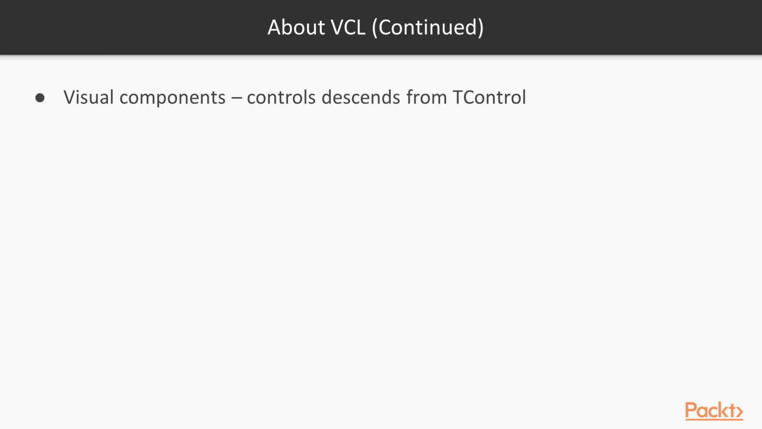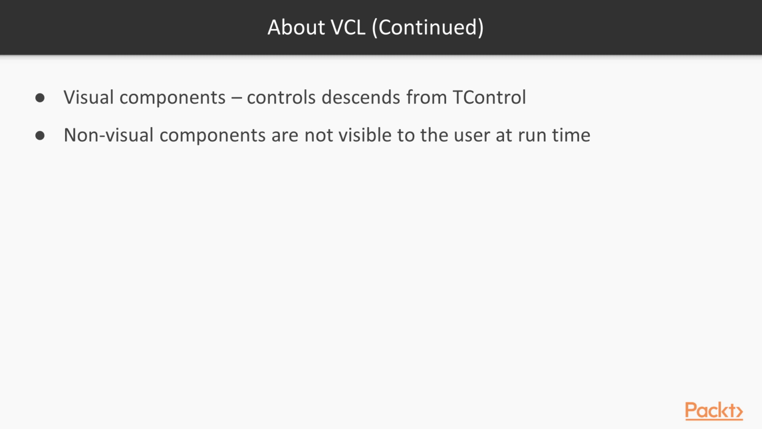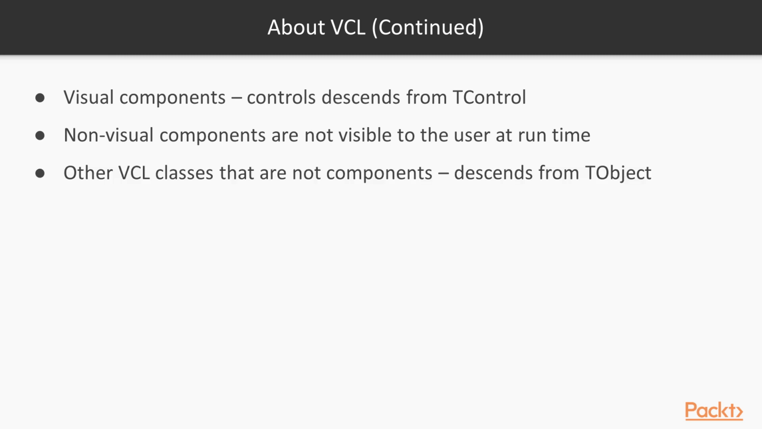Visual components are called controls and descend from TControl. Controls are used in GUI applications and appear to the user at runtime. TControls provide properties that specify the visual attributes of controls such as their height and width. Non-visual components are used for a variety of tasks, but they are not visible to the user at runtime. Other VCL classes are classes that are not components. They descend from TObject and they are also used for a variety of tasks, but you cannot create instances of these classes at design time.